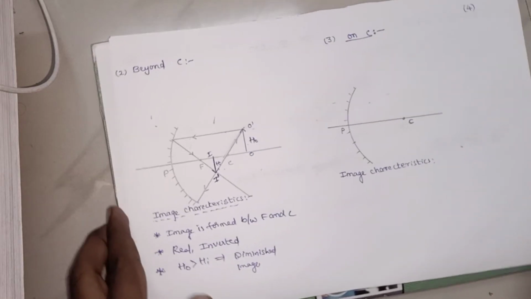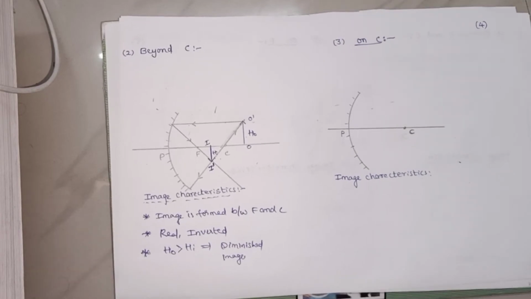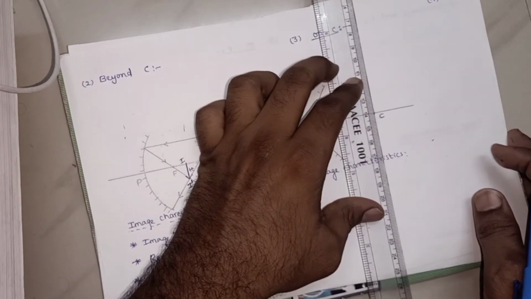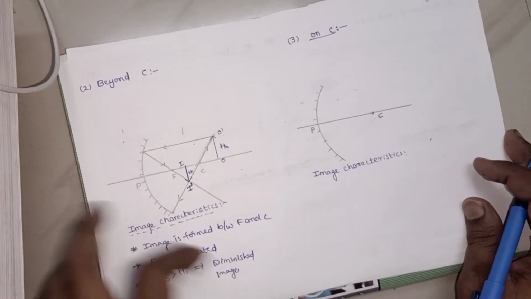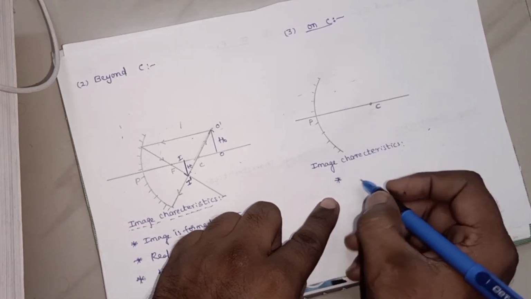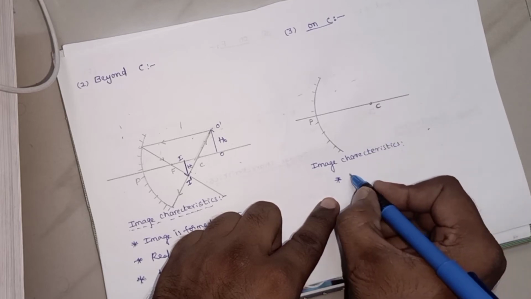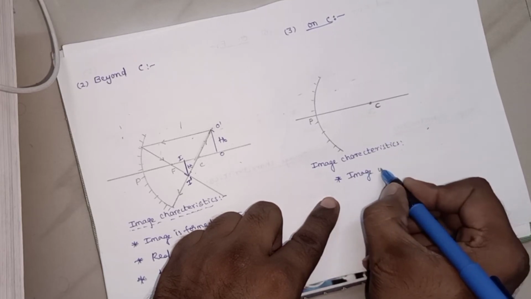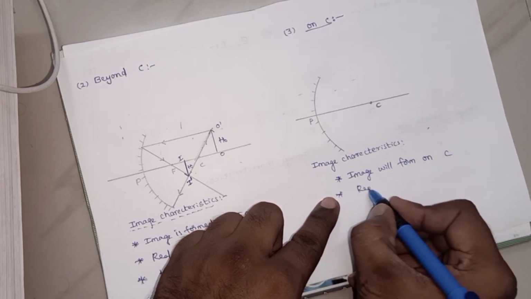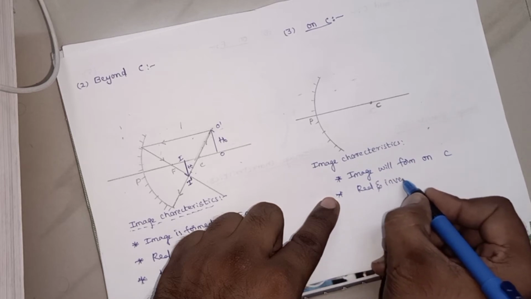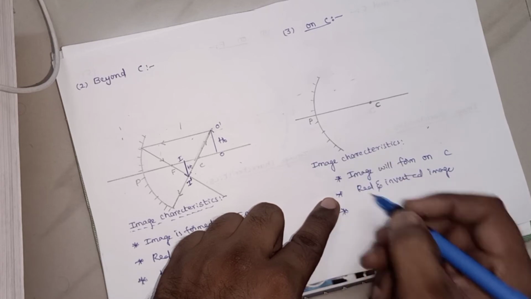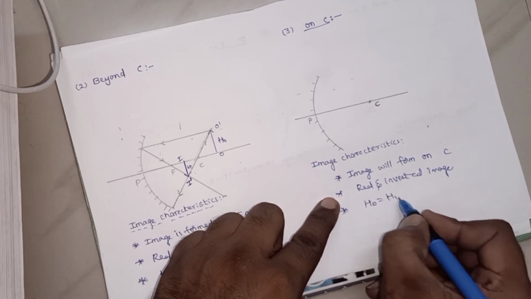Clear? Now I am going to find out the image characteristics when the object is placed at C. See, in order to make a simple ray diagram, first I will write the image characteristics. When the object is placed at C, the image also will form on C. It is a real and inverted image. And one more thing, the height of the object will be equal to the height of the image.